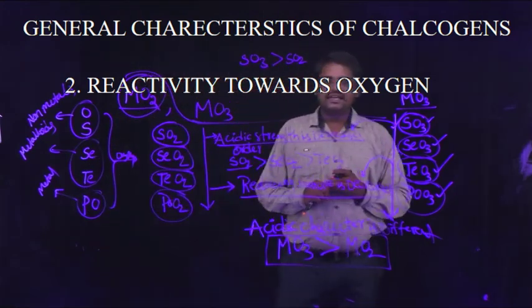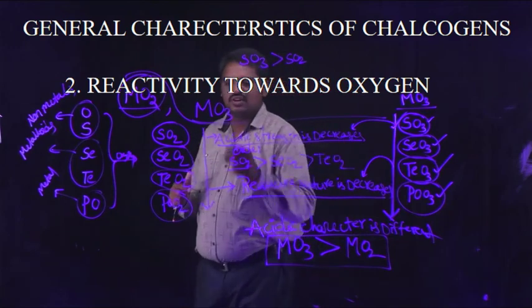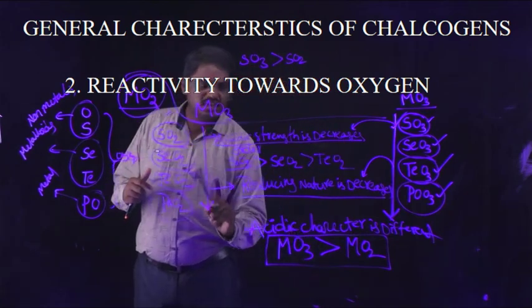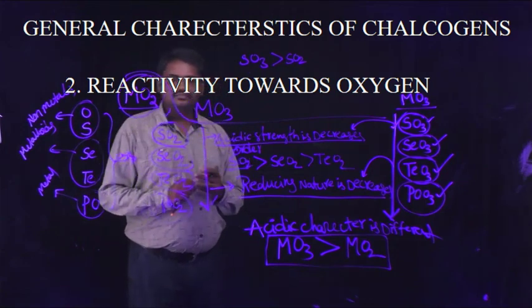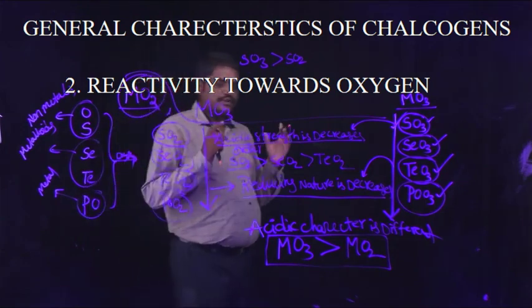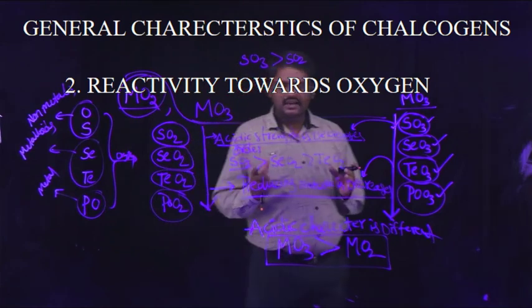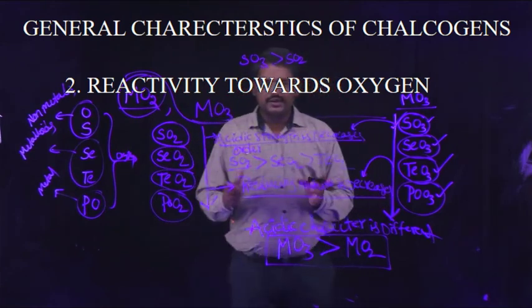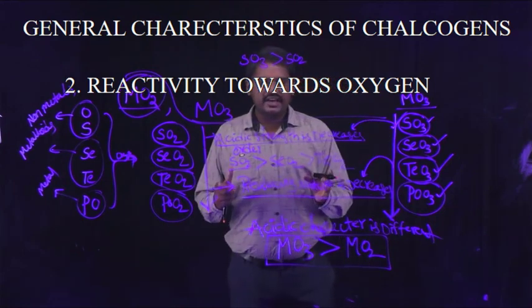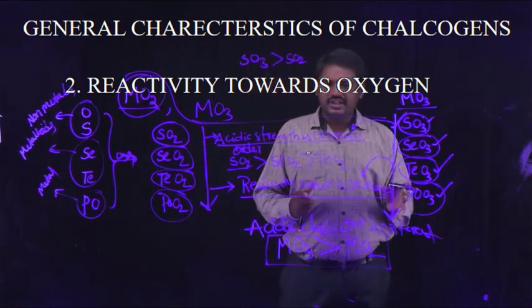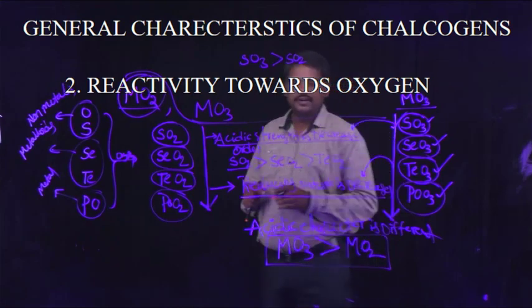So on moving down the group, acidic strength decreases. Finally, both properties are similar, but what is the difference between the two types of oxides? MO3 type of oxide exhibits more acidic character compared to MO2 type of oxides.